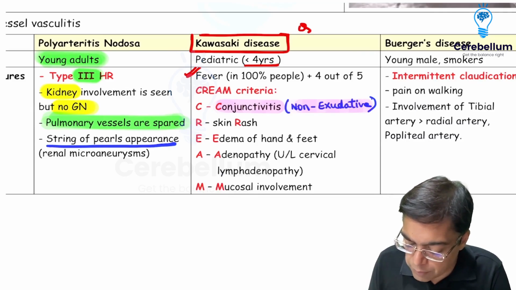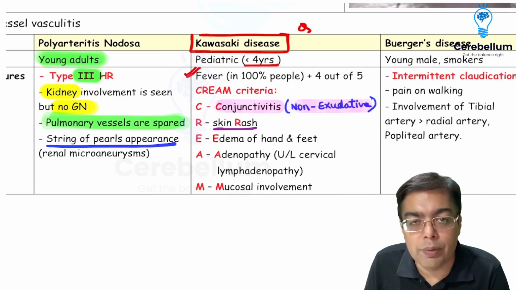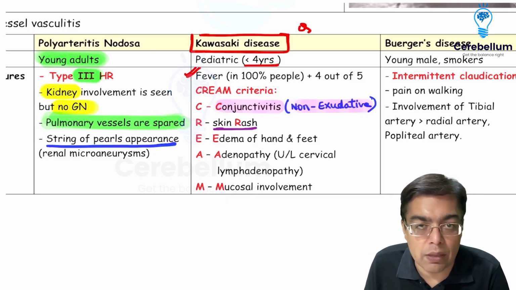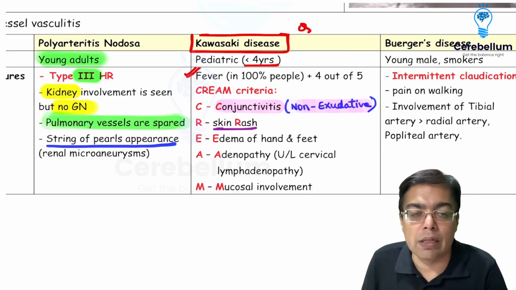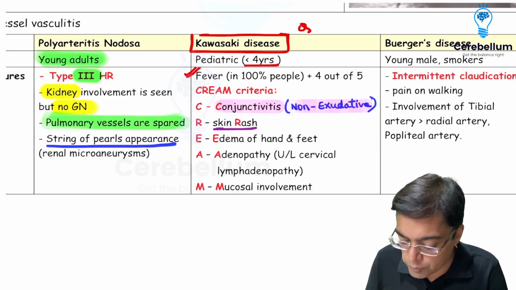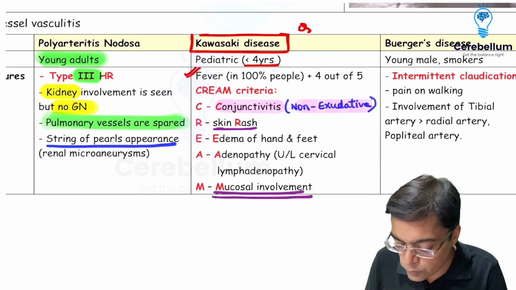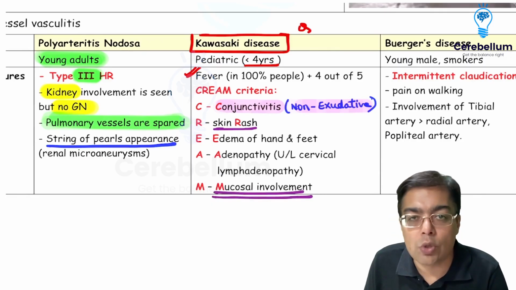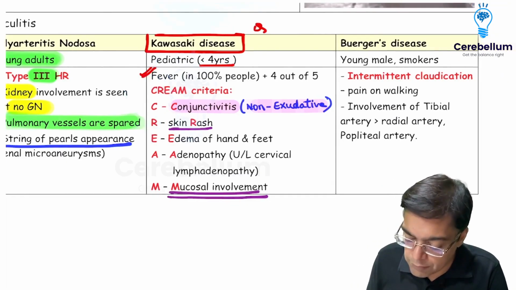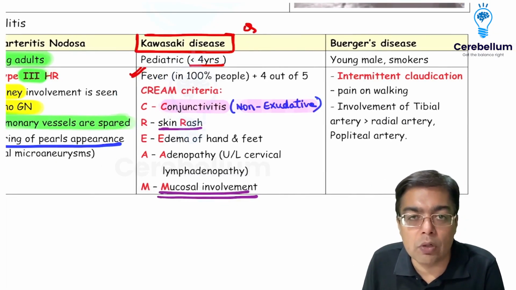Patients are going to have the presence of a skin rash as well. They would have edema of the hands and feet. There is a presence of unilateral cervical lymphadenopathy as well, and patients are going to have mucosal involvement as well, which is seen in the form of a strawberry tongue. Whenever we are talking about Kawasaki's, we study it because it is one of the important reasons for development of myocardial infarction in children.